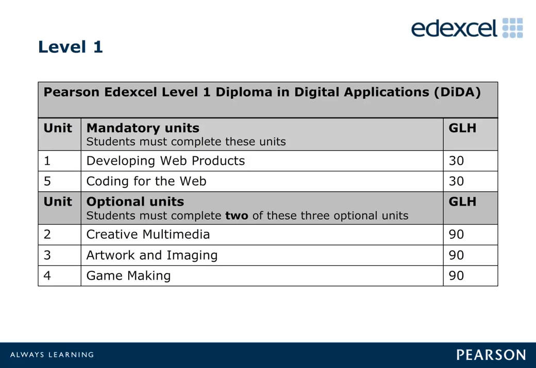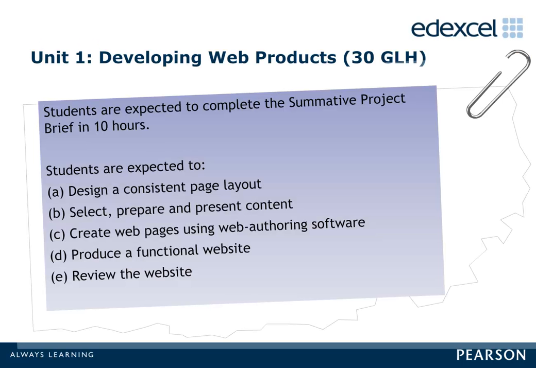All of the units are assessed through a summative project brief, and there are assessment opportunities for all of the units in January and June. The CiDa Moderation Center Guidance document provides administrative guidance for the internally assessed units at Level 1. Unit 1, Developing Web Products, is a mandatory unit for both the CiDa and DiDa qualifications.